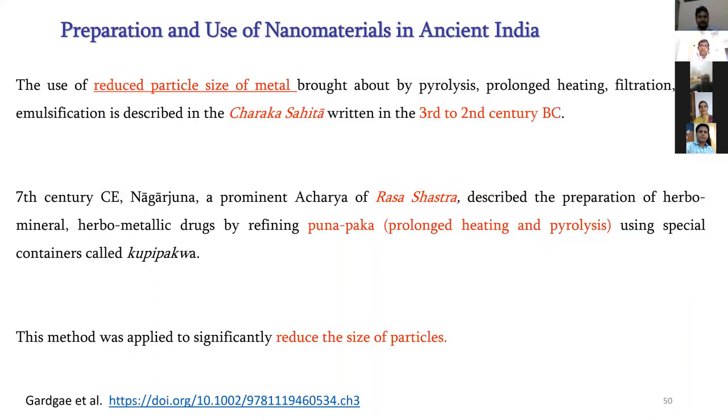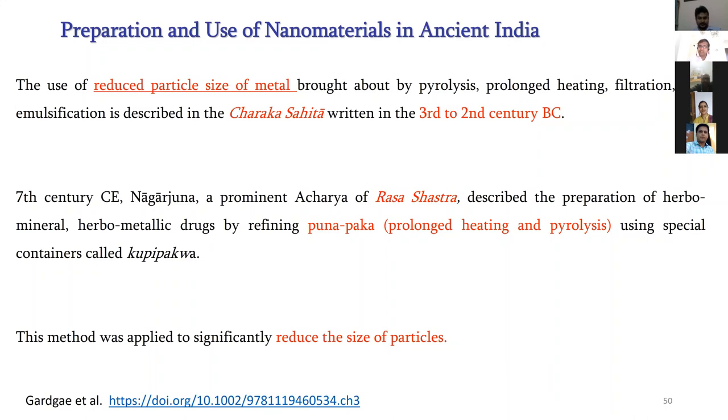If you look at the Charak Samhita, they knew how to reduce the particle size of metal by the techniques of pyrolysis, prolonged heating, and emulsification. These are all techniques we use even today in our labs to make small-size particles. But this was known in the 3rd to 2nd century BC, and it is written in the Charak Samhita.